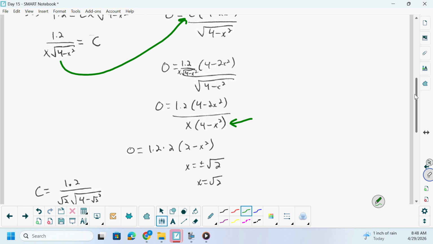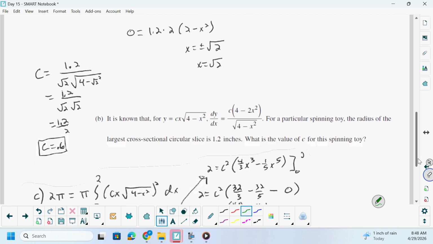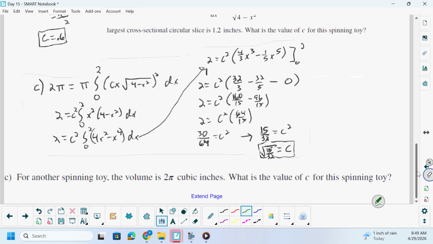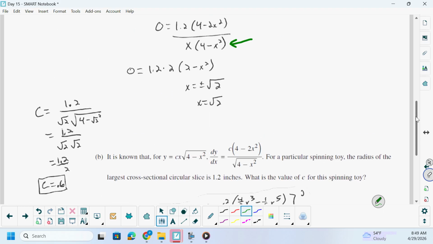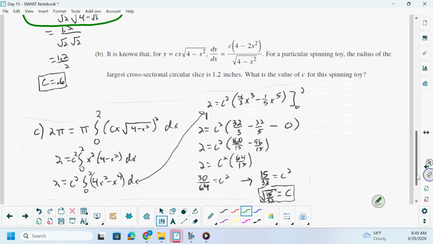Well, our graph was all to the right of the y-axis. We would want the positive radical 2. Then go back to your c, sub in the radical 2, and see what it gives you for c. Now, because this is a no calculator part, we wanted to find the value of c. You could have, if you wanted, just circled this as your answer. I showed the simplified form in case you simplified it, but what I have circled there would be a full credit answer as well, because it's c equals a number.